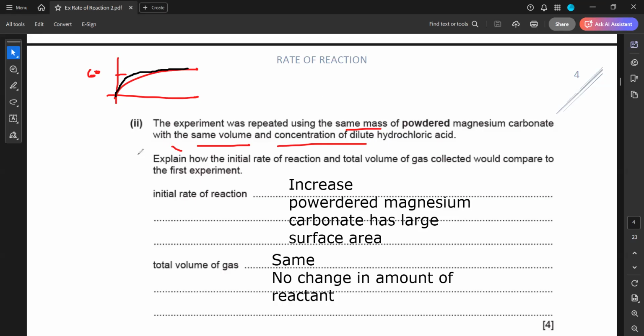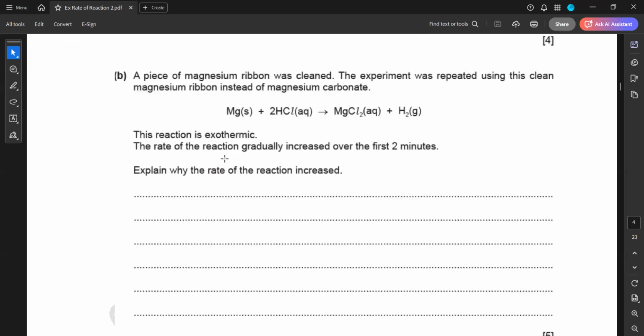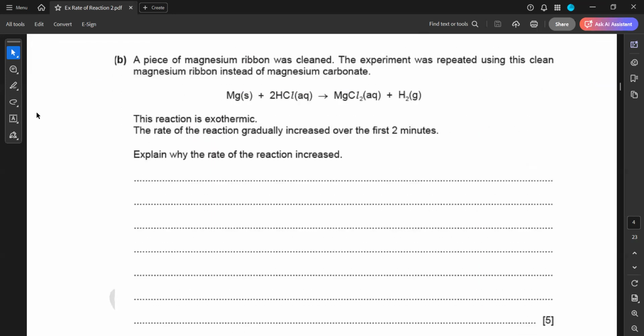Is it clear? Part 2. Anyone having a doubt? Yes, sir. Okay. The next is: a piece of magnesium ribbon was cleaned. The experiment was repeated using... So what was the reason? The previous question? Yes, I'll repeat.